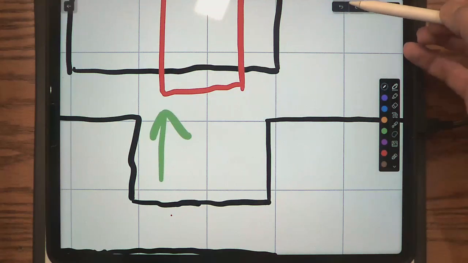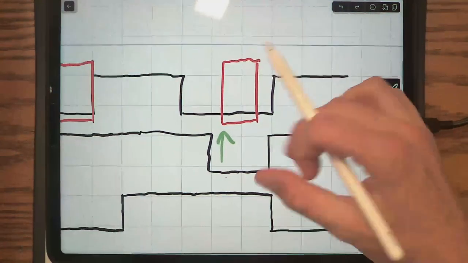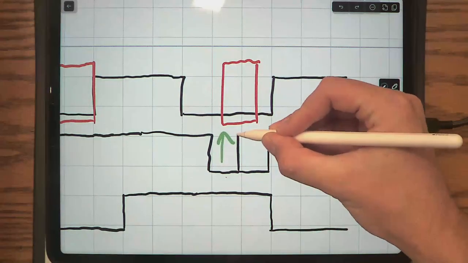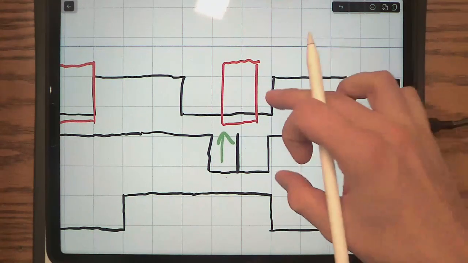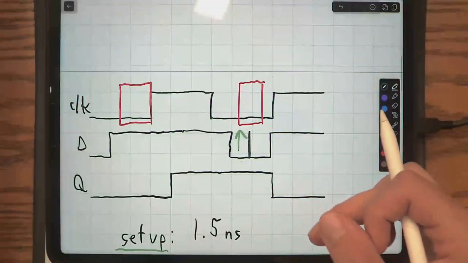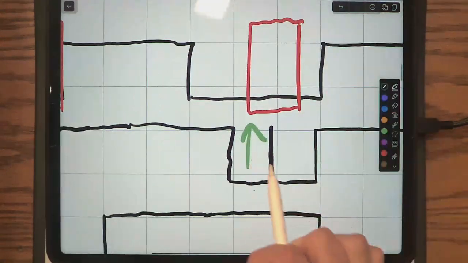The most important thing is this sampling window, this aperture. If we ever change anything inside of this aperture, that is almost always a hold time violation. The only time it's not a hold time violation is if we were wrong from the start. If we were wrong from the start, then that's a setup time violation.